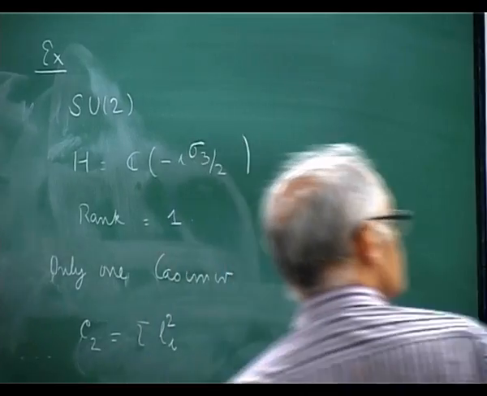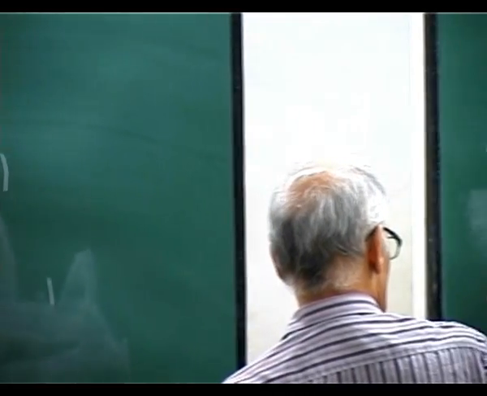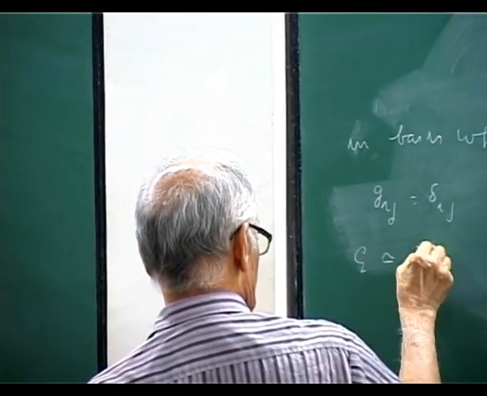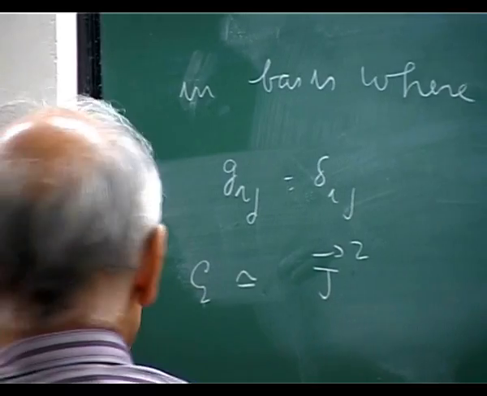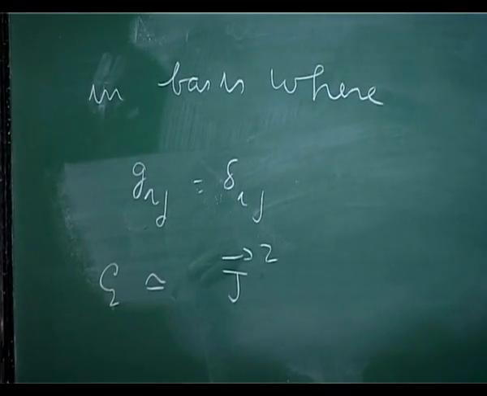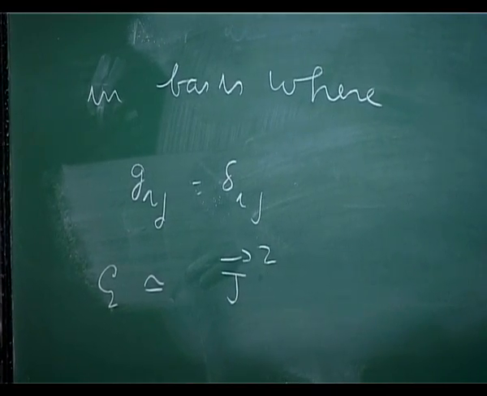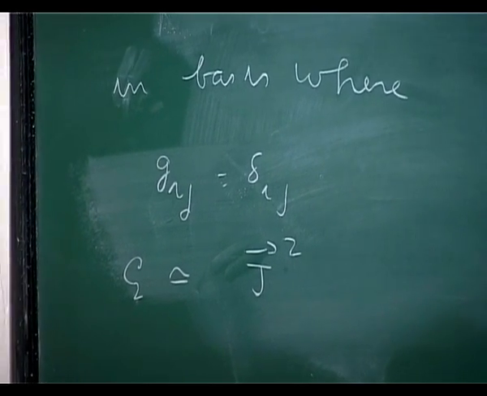So this thing C2 is what we would normally call J squared, but J is angular momentum. This is another notation.